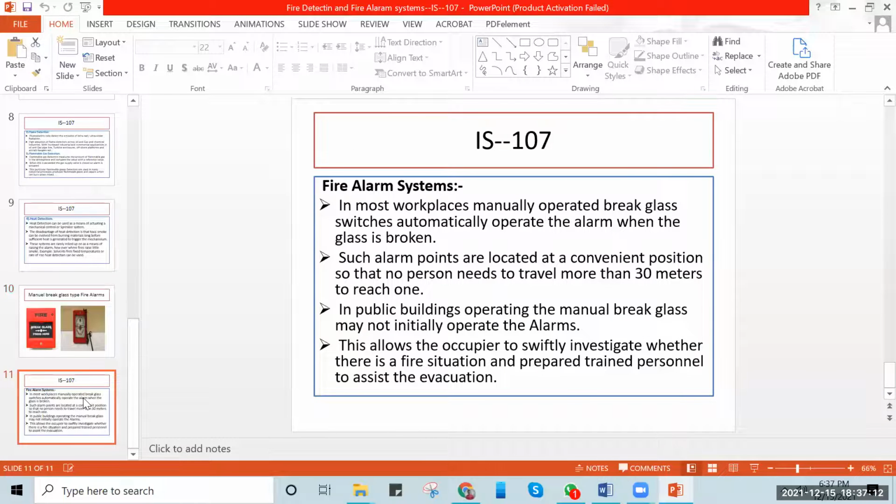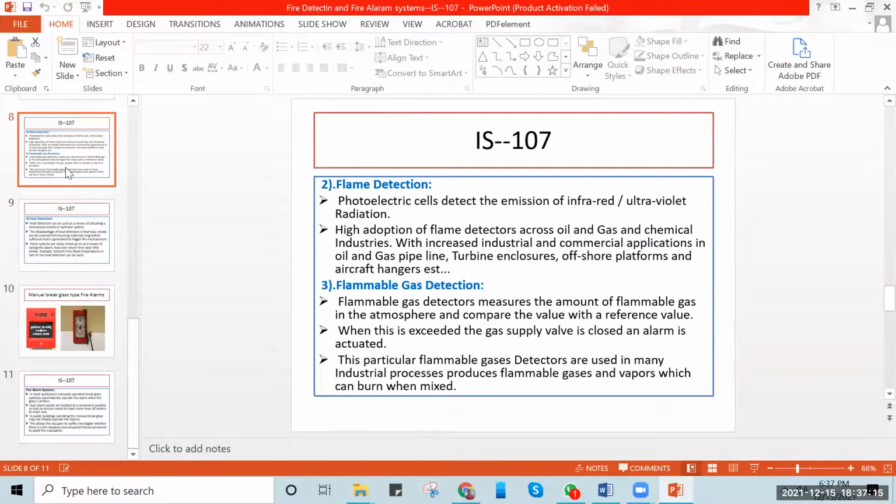Okay, if you have any doubts, just let me know. Okay. For flammable gas detection, the gas monitors measure the amount of flammable gas in the atmosphere and compare the value with the reference value. We have to compare that, because in the open atmosphere it's different, and in an enclosed area it will be different.